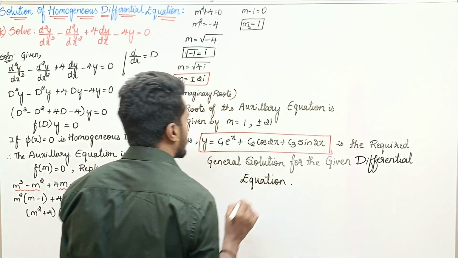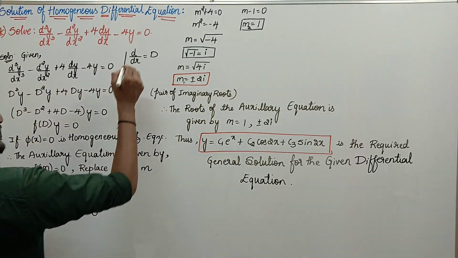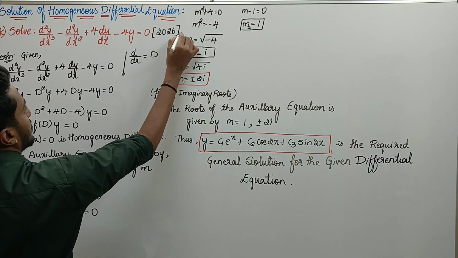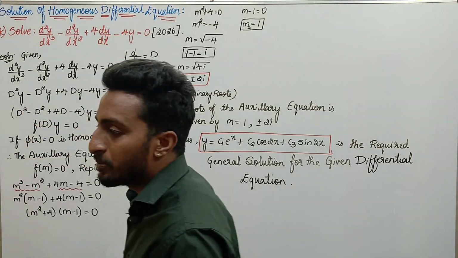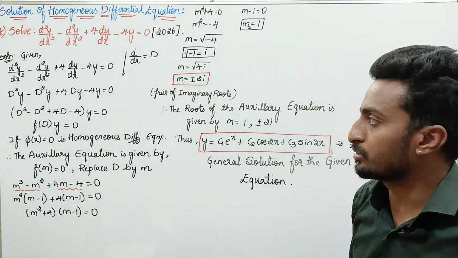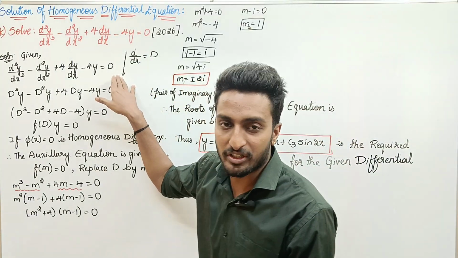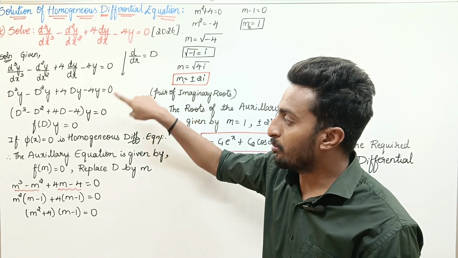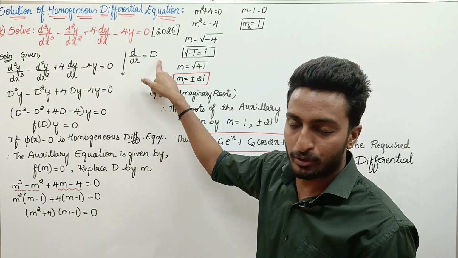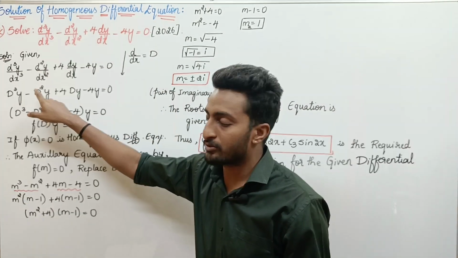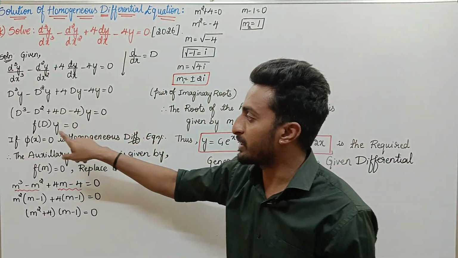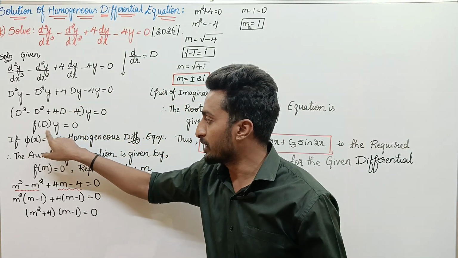This is a question asked in the VTU main examination in the previous semester. Keep it in mind, one of the most important questions asked in the VTU main examination. First, what we are supposed to do: we represent the given differential equation in the form of f of D into y. So I am going to replace d by dx as D, similarly d cube by dx cube as D cube, D square, D, and considering y as common, representing it in the form of f of D into y equal to 0.